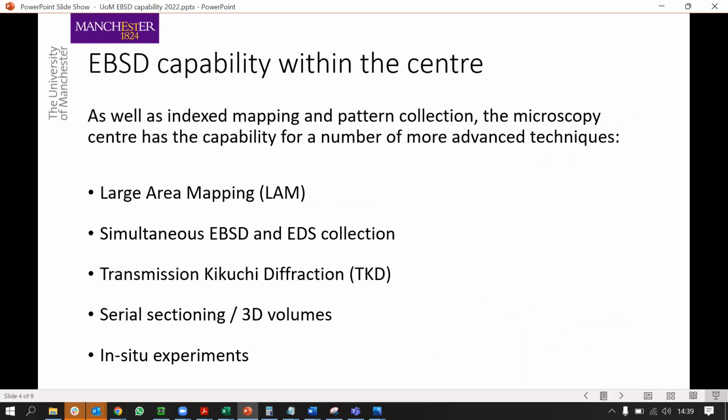Okay, cool. So I'm going to talk about some of the more specialist techniques we also have available to us. So there's large area mapping, simultaneous EBSD and EDS, which Ali has touched on, as he did with TKD. I'm also going to show a little bit on the serial sectioning and the in situ experiments.